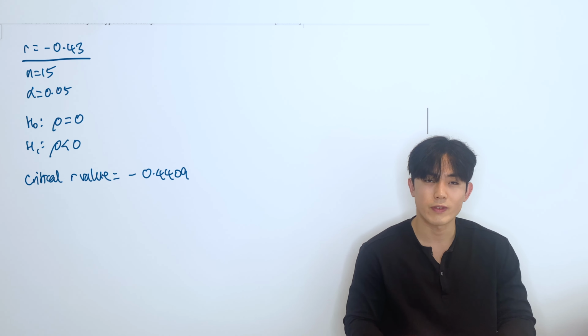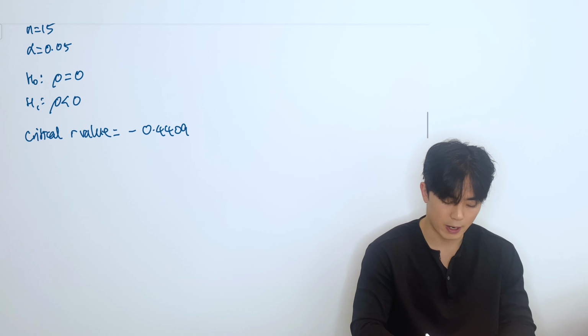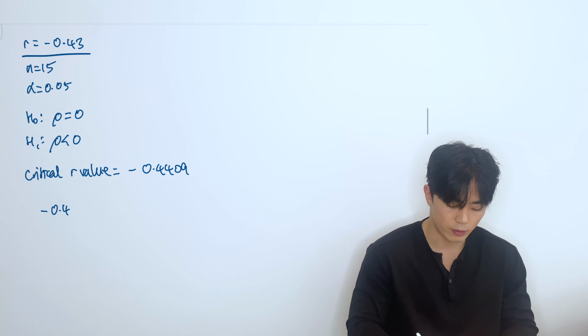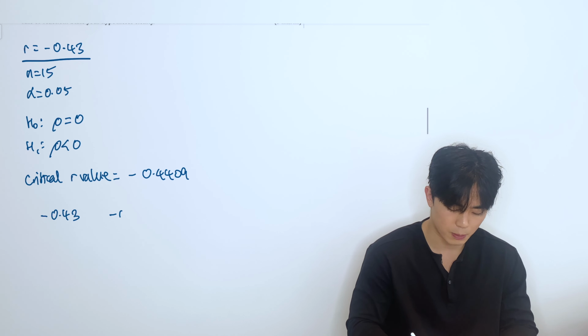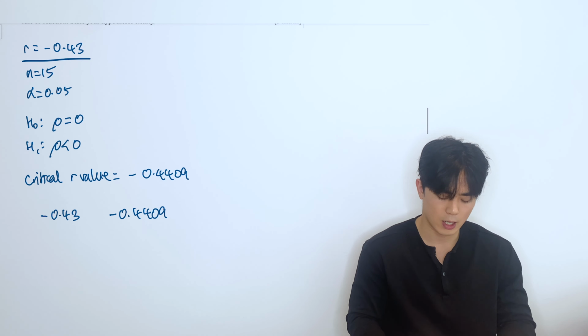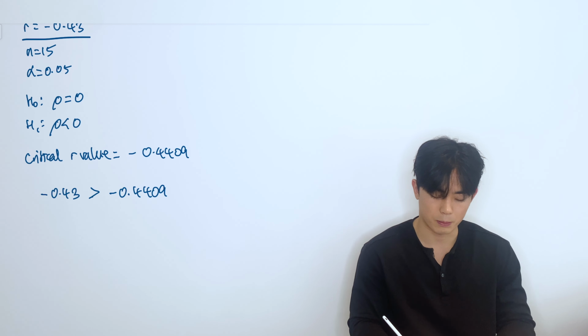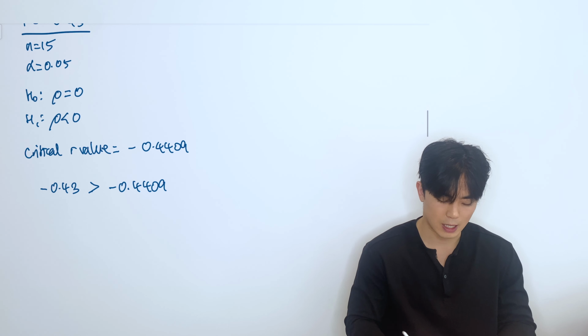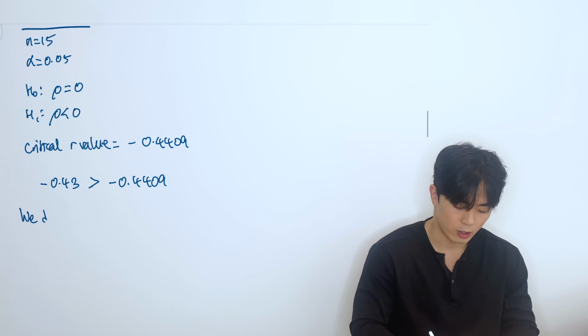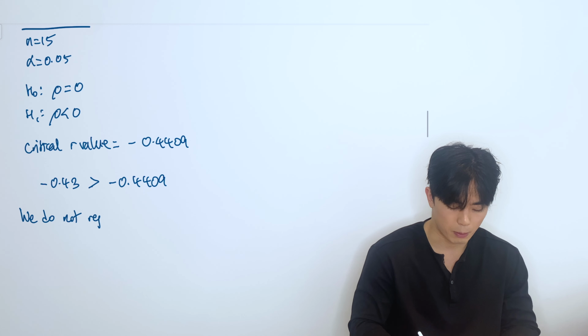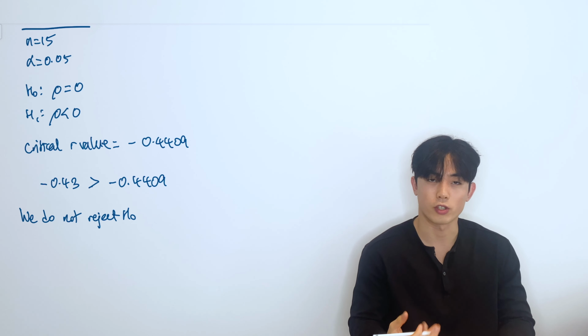Once we've got the critical r value, now we compare the two values, right? So -0.43 and -0.4409. -0.43 is actually going to be greater than -0.4409, which means that we do not reject the null hypothesis, okay? Because the magnitudes are not greater.